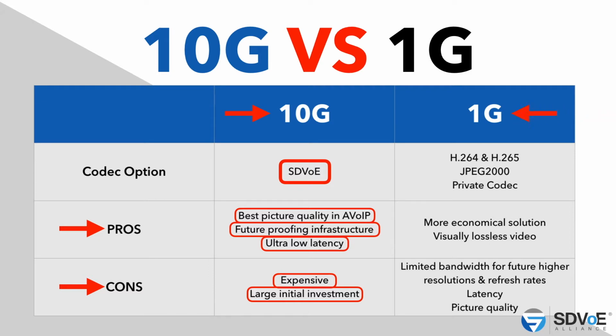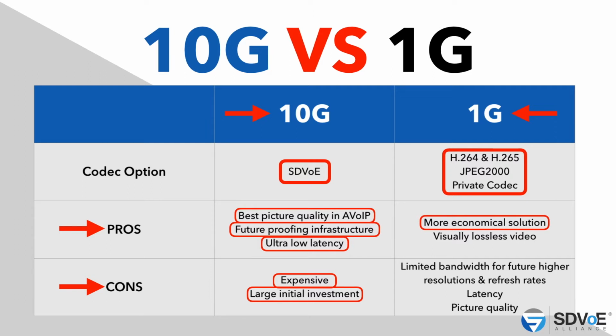On the 1G side, there is more variety of standard codecs, such as H.264, H.265, and JPEG 2000, and some private codecs you see in the show, like Crestron, AMX. Those players have their own proprietary codec. And the pro of the 1G solution is that it is more economical compared to the 10G solutions, and depending on which codec option you use, the price difference could be somewhat significant.